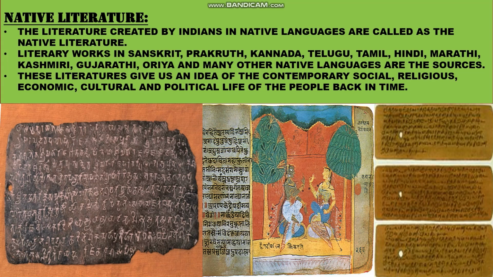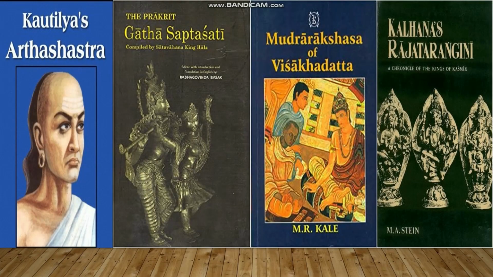The literature created by Indians in their native languages is called native literature. Literary works in Sanskrit, Prakrit, Kannada, Telugu, Tamil, Hindi, Marathi, Kashmiri, Gujarati, Oriya and many other native languages are sources. These literatures give us an idea of the contemporary social, religious, economic, cultural and political life of the people back in time. Now let's see some examples of native literature.